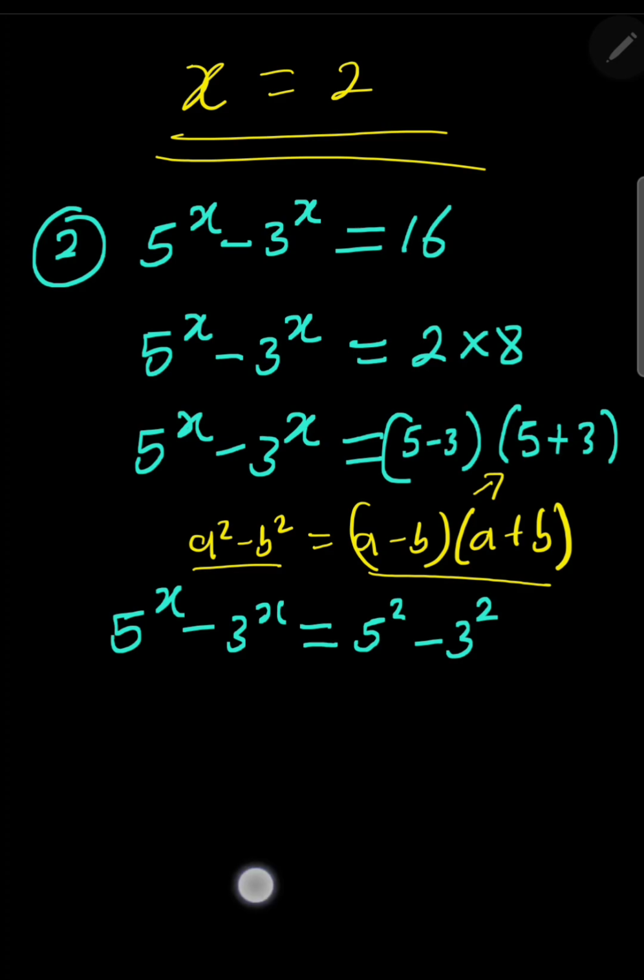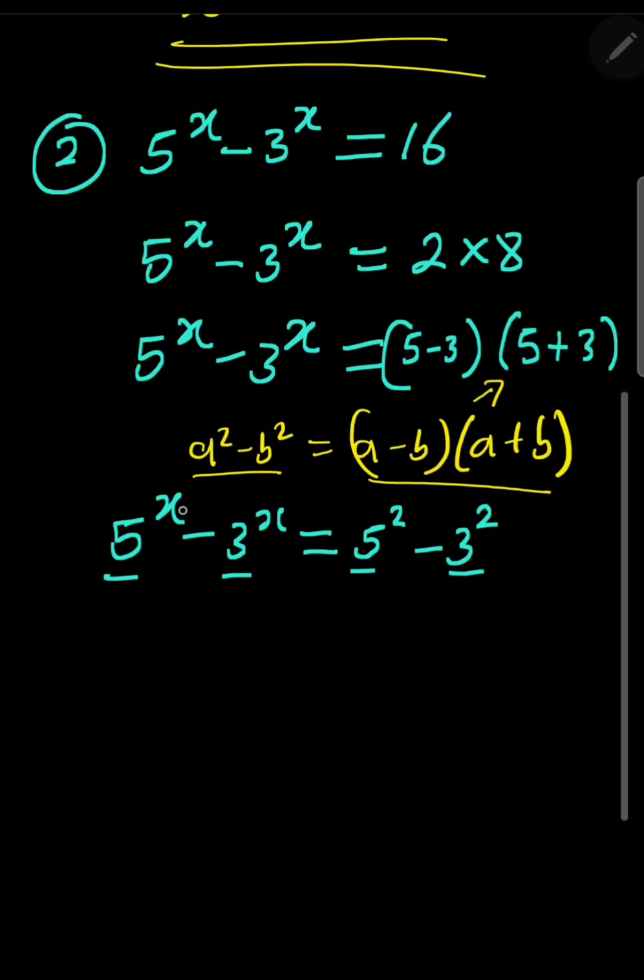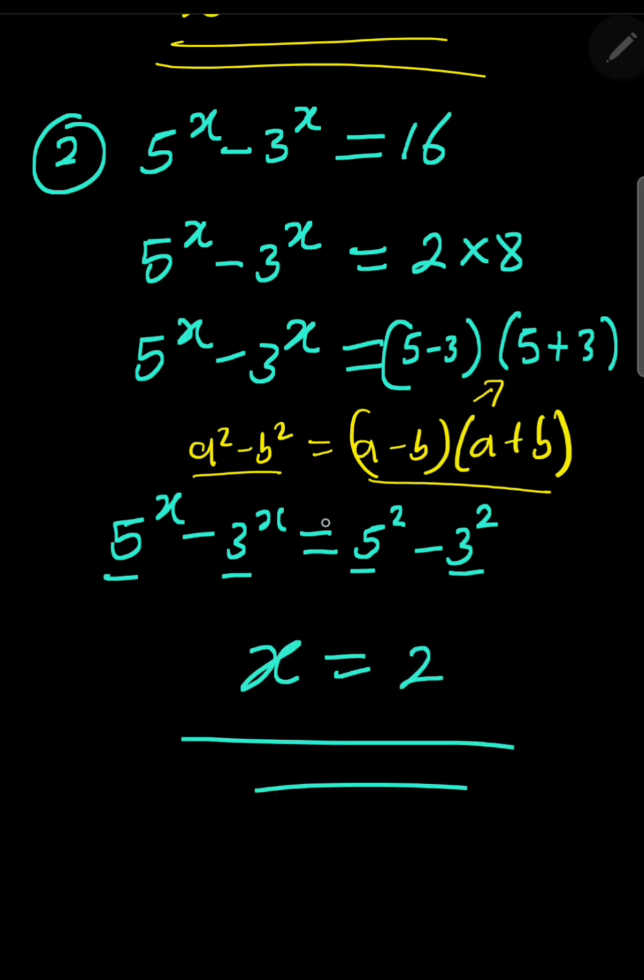Now what do you notice? Let's compare the base. The base here is 5, here is 5. Here is 3 and here is 3 and there is minus. So therefore the bases are the same. So when the bases are the same, we just compare the power. Here we have power x and on the other side we have 2. So therefore we can conclude that x is equal to 2. So when you substitute 2, you are going to notice that the left hand side will be the same as the right hand side.